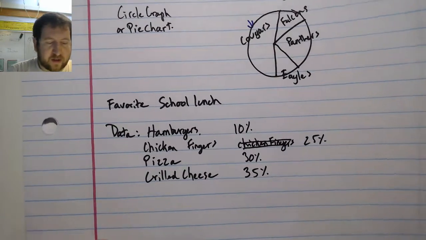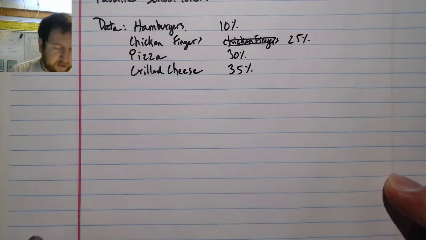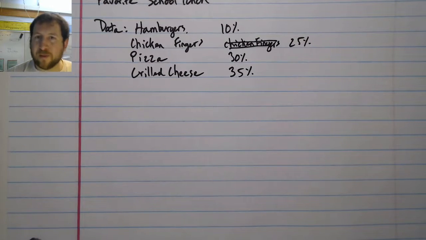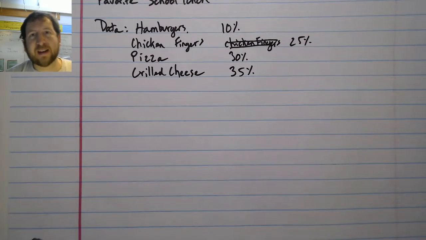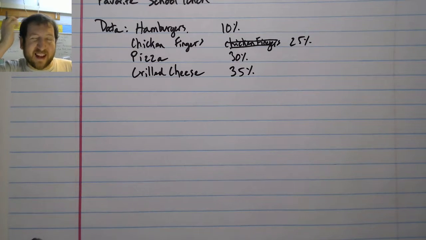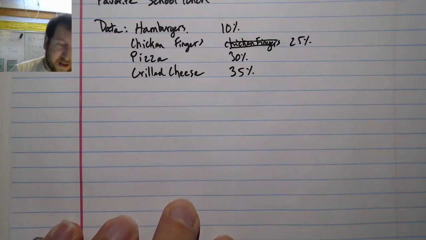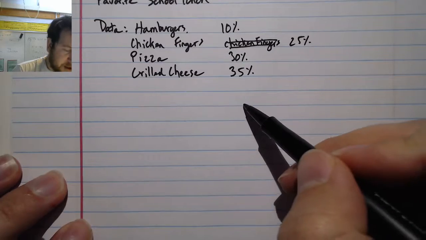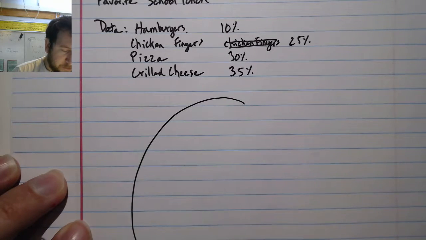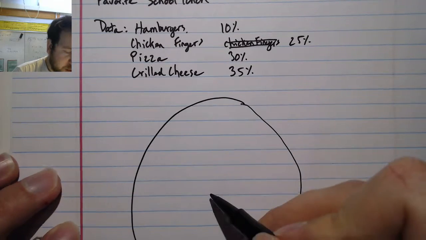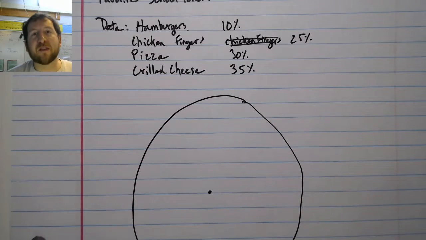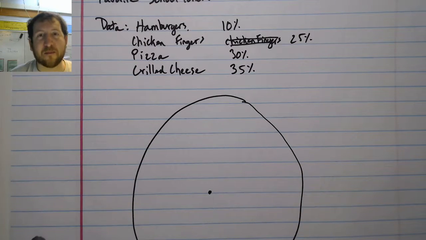But the question is here, how do I figure out how big these sections should be? Sure, I can guesstimate and kind of make the sizes look about right, but in this case I want to make it more accurate. So I'm going to make a fairly large circle here. And then we're going to need to do some building of this pie chart. We need to do a little bit of math with it.